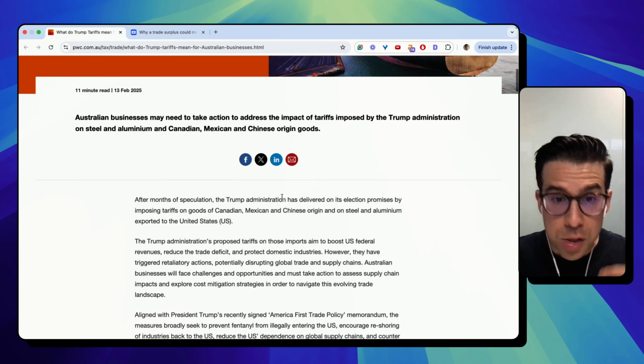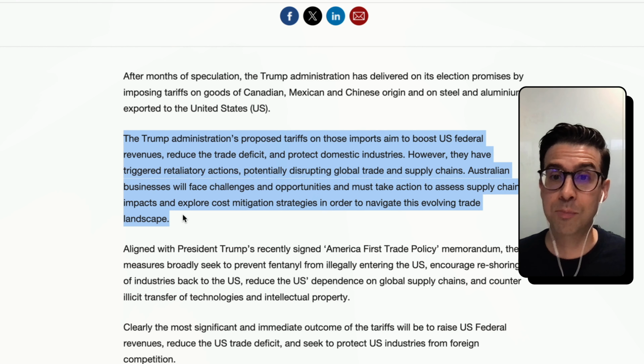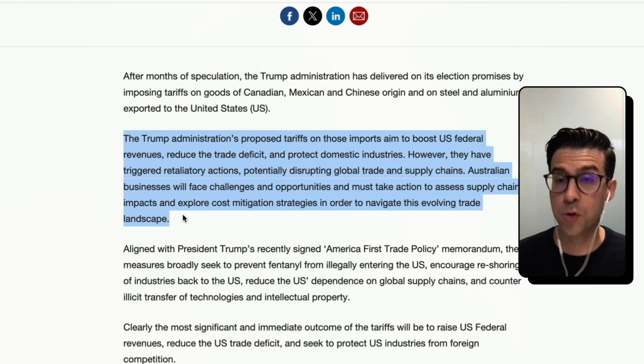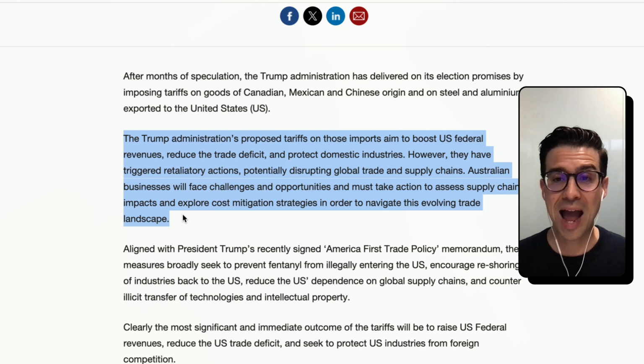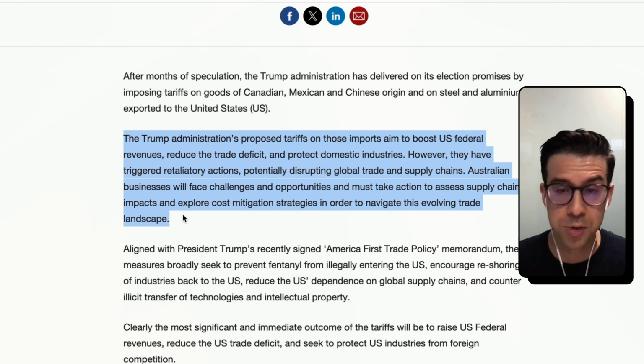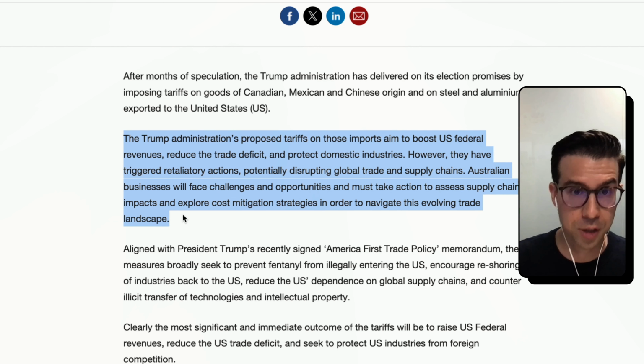So firstly, why is Trump implementing tariffs? Well, at the end of the day, there's a couple of really simple reasons. Firstly, it's designed to boost US federal revenues. The US has a huge debt, and one of the big things that the US government and Trump is trying to do is get that under control.